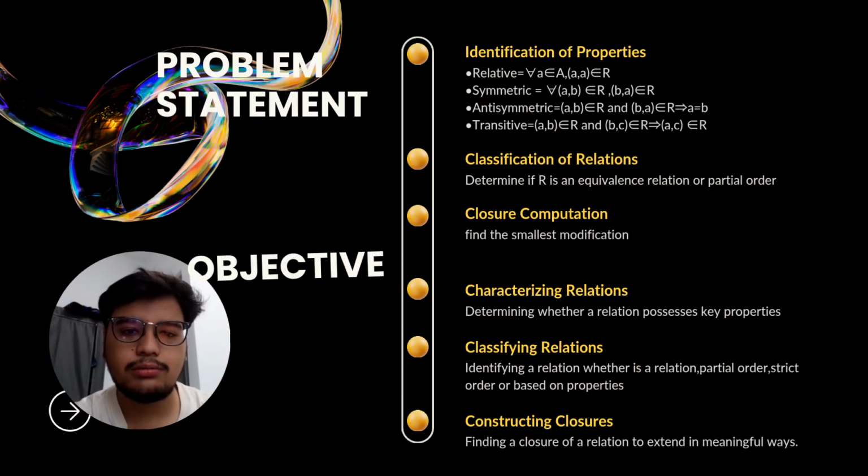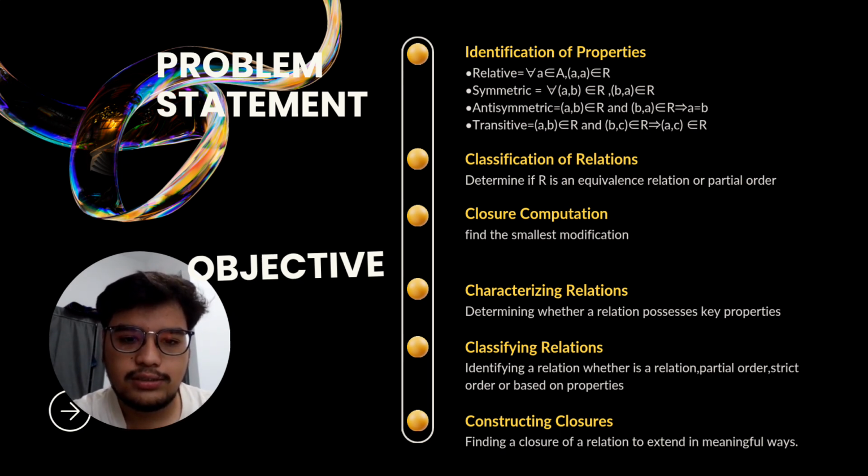Today I will explain the problem statement and objective for properties of relation. First, we go to the problem statement. Firstly, we have identification of properties, which is: given a relation as a set of ordered pairs, check if it is reflexive, symmetric, antisymmetric, and transitive.